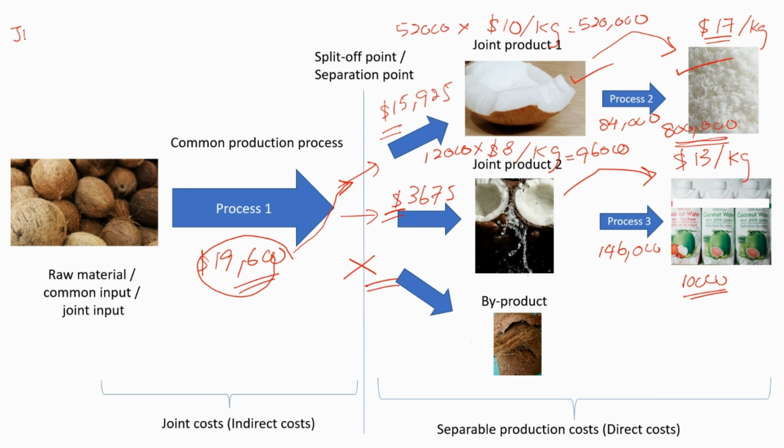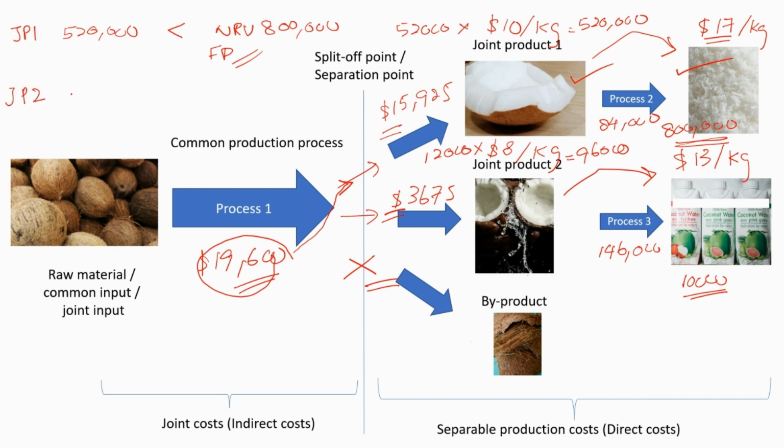So for joint product 1, the sales revenue at the split off point is 520,000 and the net realizable value is $800,000. So the net realizable value is greater than the sales value at the split off point. This means we can further process, because this will make us a profit.